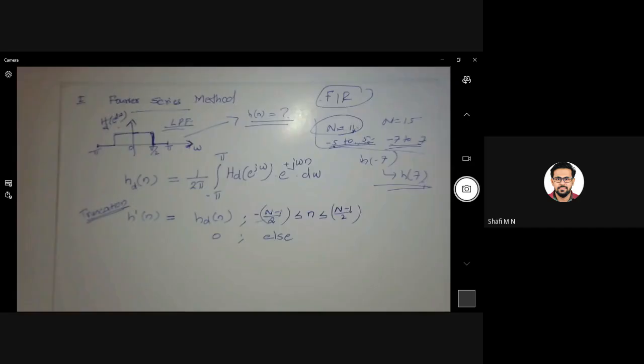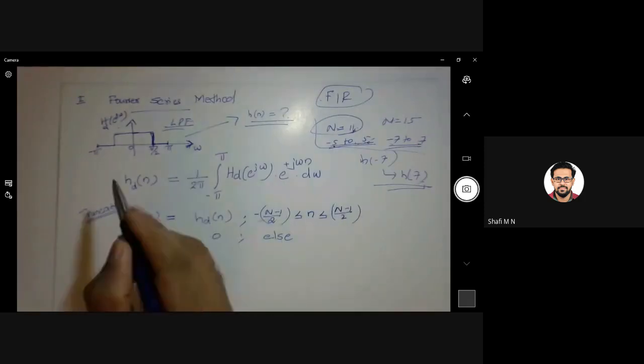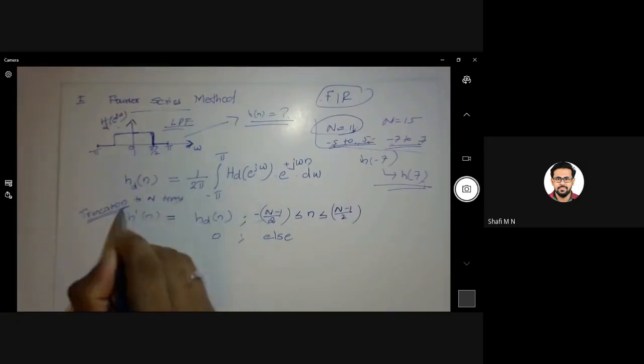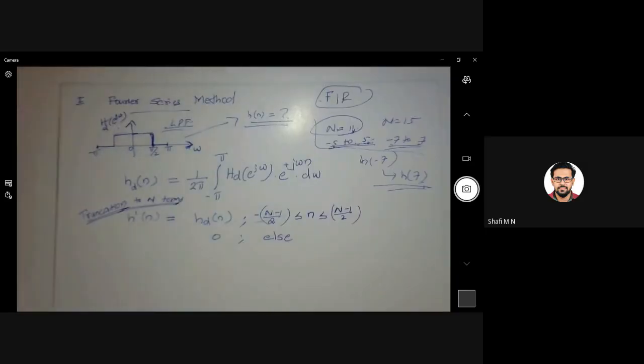Things will become clearer only when we do an example. For now, just understand this much. Here you have infinite terms. Here you have truncated to how many terms? Truncation to N number of terms. So that is called h dash of n.